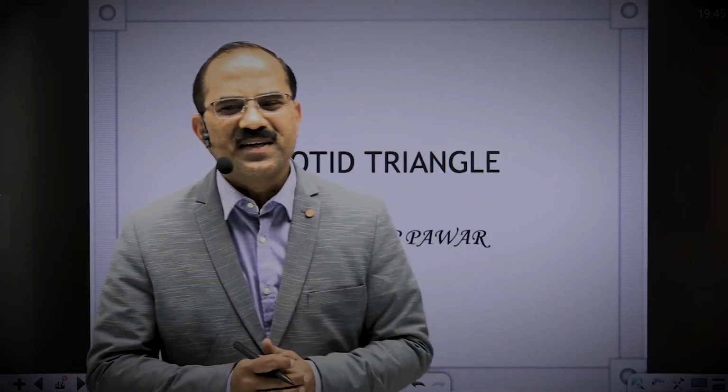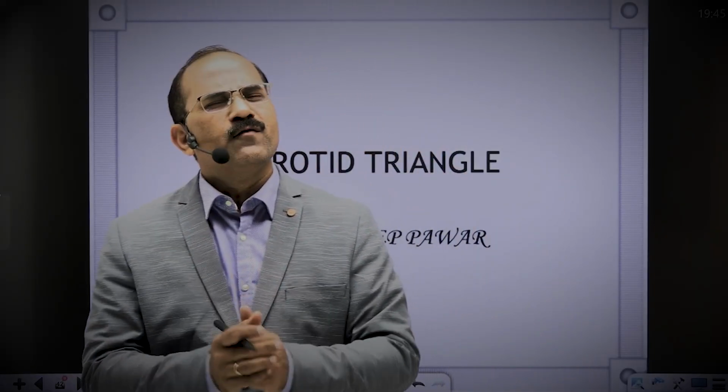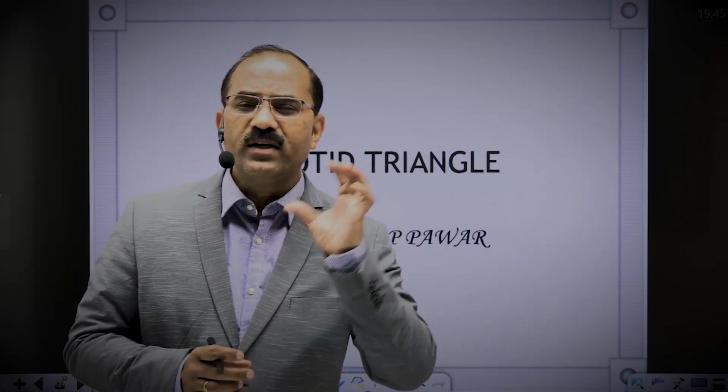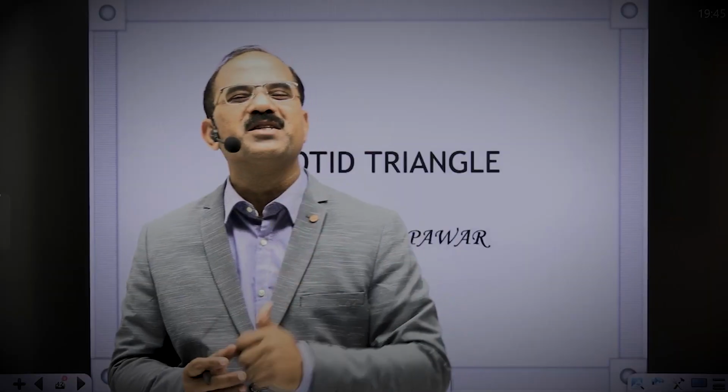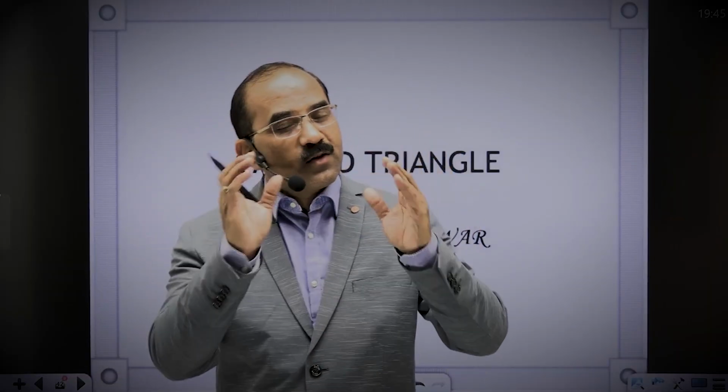So hello students, coming to one more triangle which belongs to the anterior triangle. Now in the anterior triangle, we have already seen the muscular triangle. We have seen the Ansa cervicalis, which supplies the muscles in the muscular triangle. Now come to another very important triangle, that's the carotid triangle.